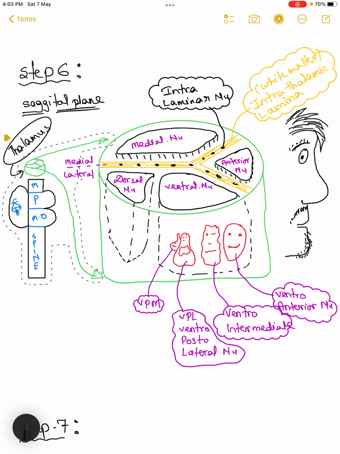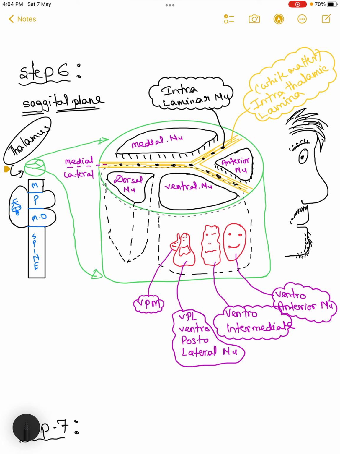Now let's expand the thalamus. Here we have expanded the thalamus. Focus on this Y-shaped structure. What is this? This is known as the intra-thalamic lamina. The intra-thalamic lamina is actually white matter, and it divides the whole thalamus into three compartments: the medial compartment, the anterior compartment, and the lateral compartment.